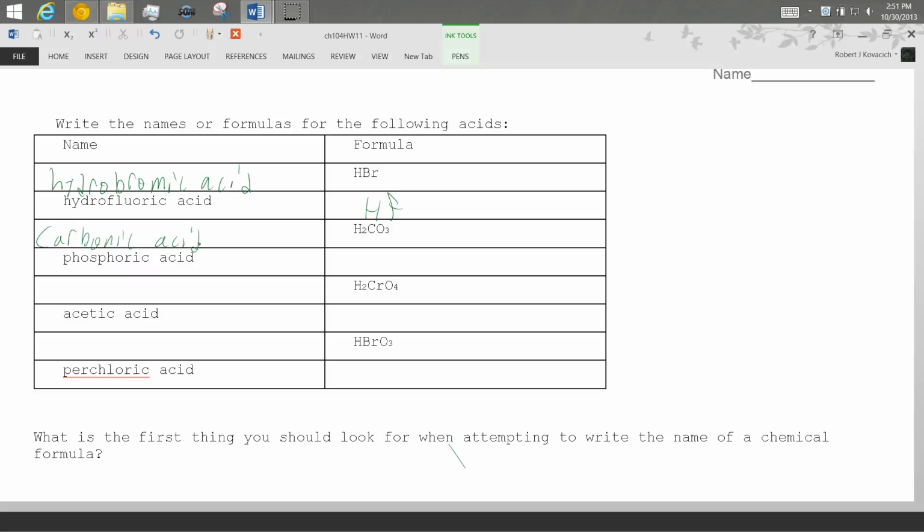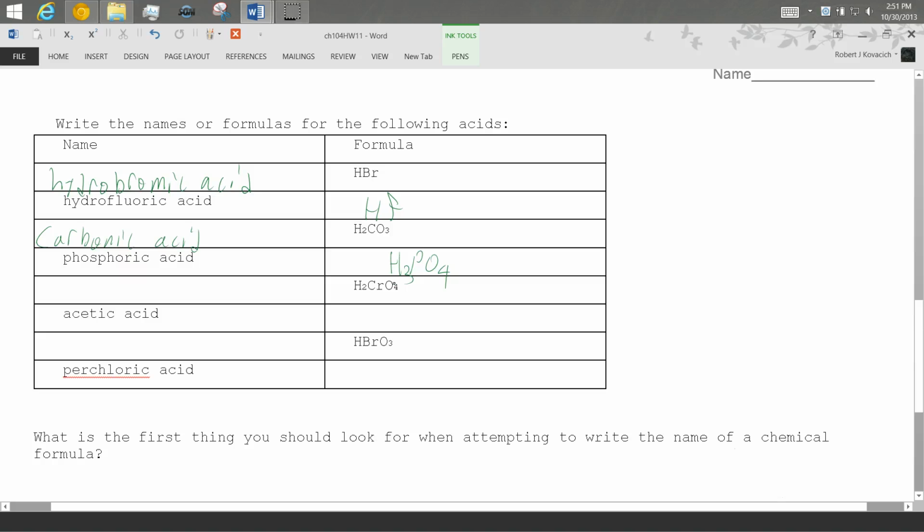So I've got a phosphoric acid. Again, there's no hydro there, so that means there must be oxygen present. And so it's phosphoric acid. That means I've got a PO4 with a -3 charge on it. And so that means if I've got a -3 charge, I'm going to have 3 H's to cancel out the -3.